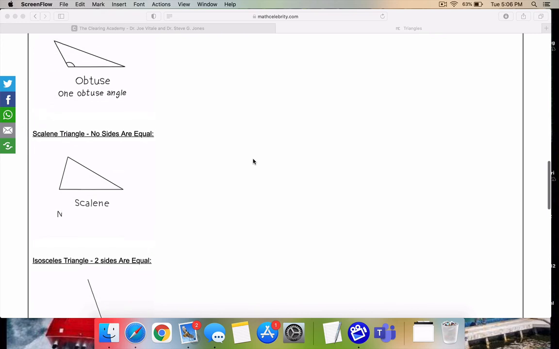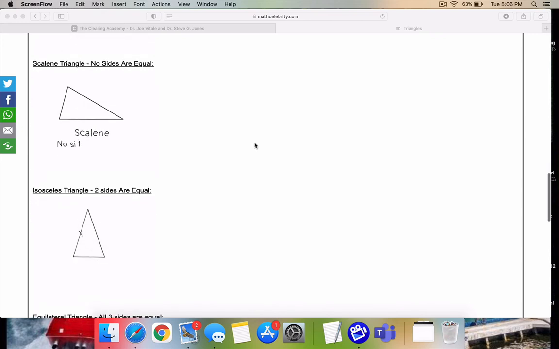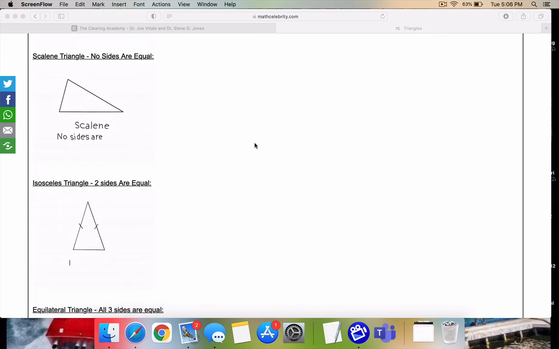Now let's move on to classifying triangles in terms of sides. The first triangle we have is called scalene. No sides are equal in a scalene triangle, so all 3 sides measure differently.